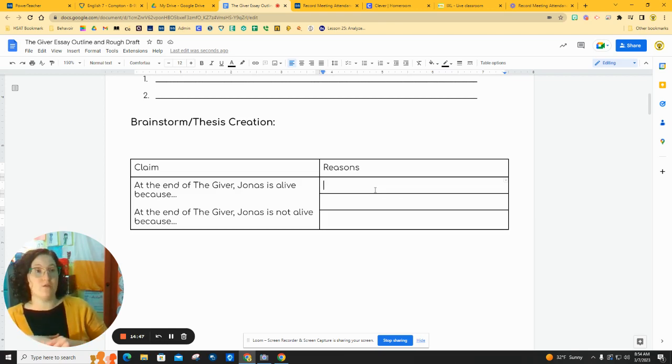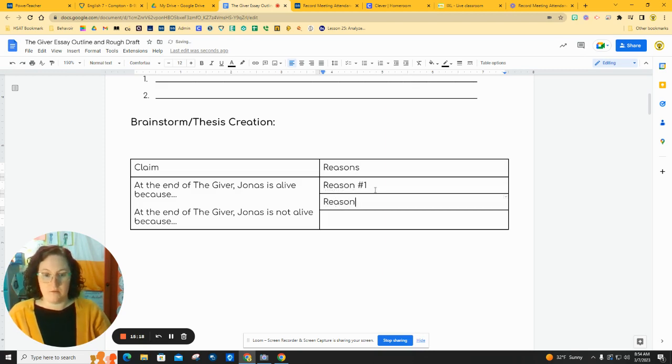You could talk about him being outside in the elements for so long. You could say whether or not he was exposed to the outside and what that does to a human body, whether or not somebody could survive that. So there's a number of different ways you can go about this. Okay, so we are just going to say reason number 1, reason number 2, reason number 3.